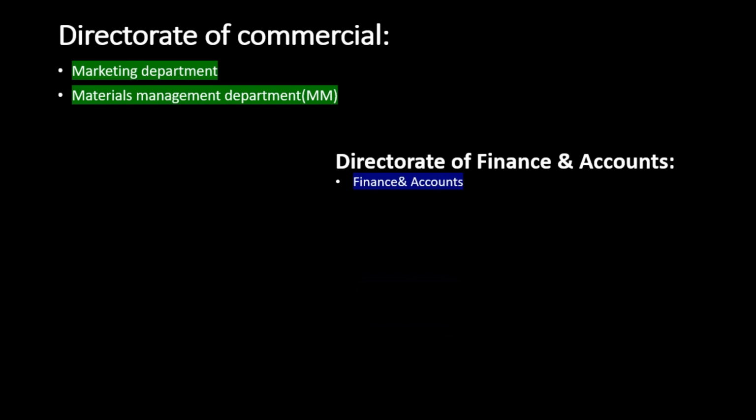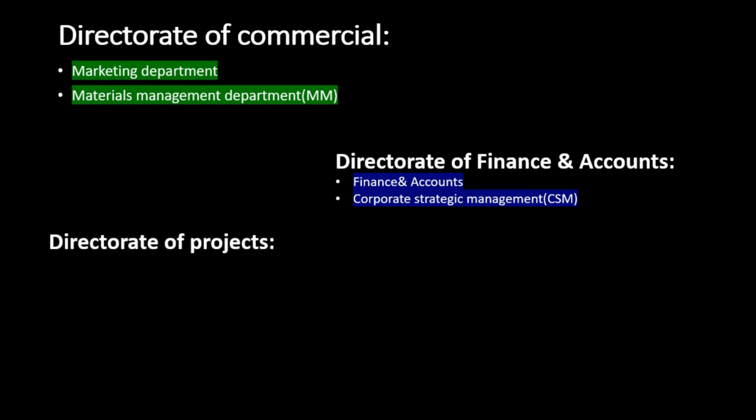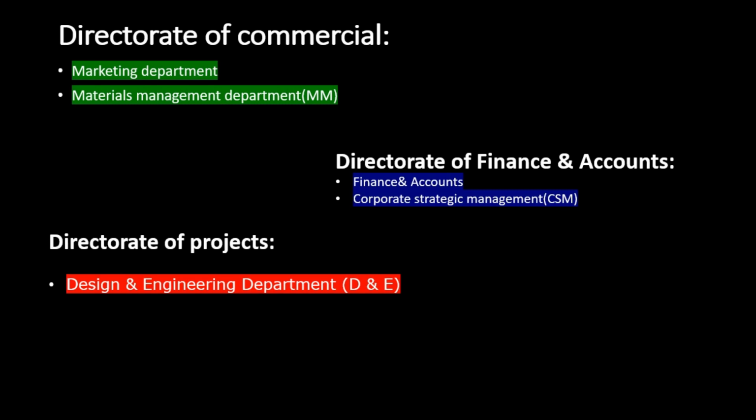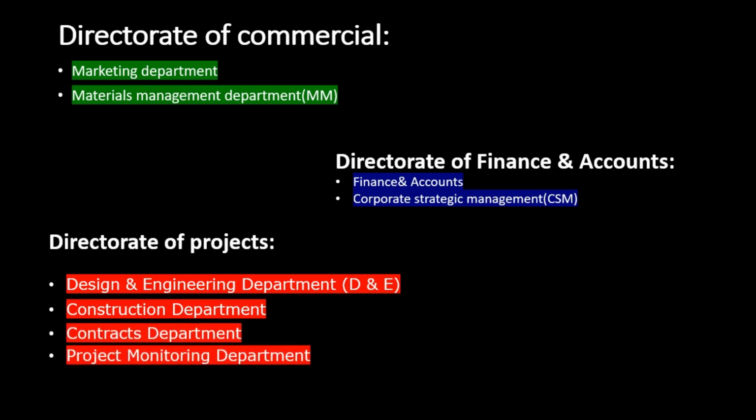Now look at the Directorate of Commercial. Under the Directorate of Commercial come the Marketing Department and Materials Management Department. Coming to the Directorate of Finance and Accounts, it looks after finance and accounts and corporate strategic management. And under the Directorate of Projects come the Design and Engineering Department, Construction Department, Contracts Department, Project Monitoring Department, and finally the Vigilance Department.